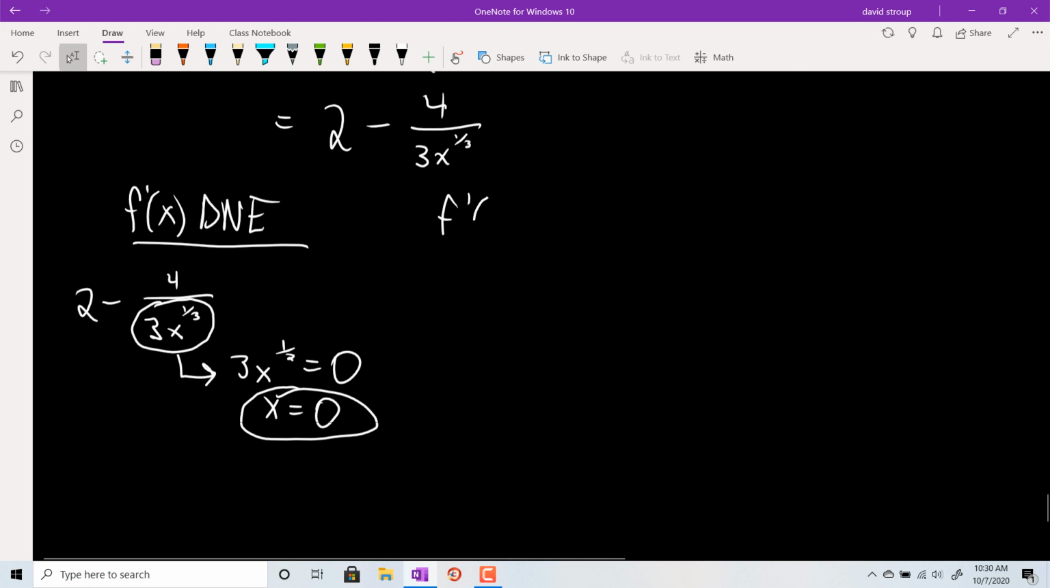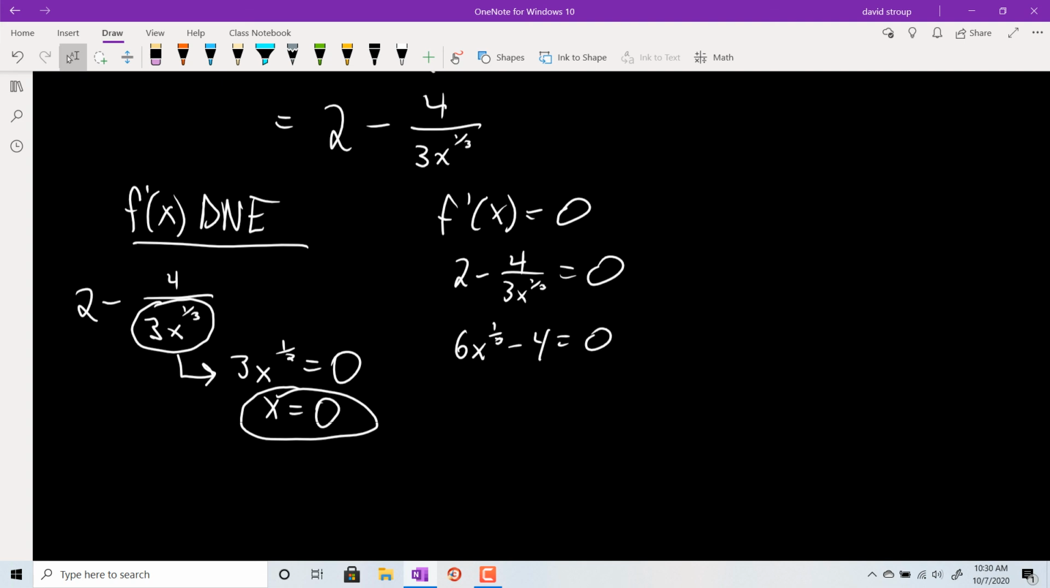And then where does f prime of x equal 0? So 2 minus 4 all over 3x to the 1/3 equals 0. I'm going to multiply everything by 3x to the 1/3. I get 6x to the 1/3 minus 4 is 0. 6x to the 1/3 equals 4. So x to the 1/3 equals 2/3. So x equals the cube root of 2/3.